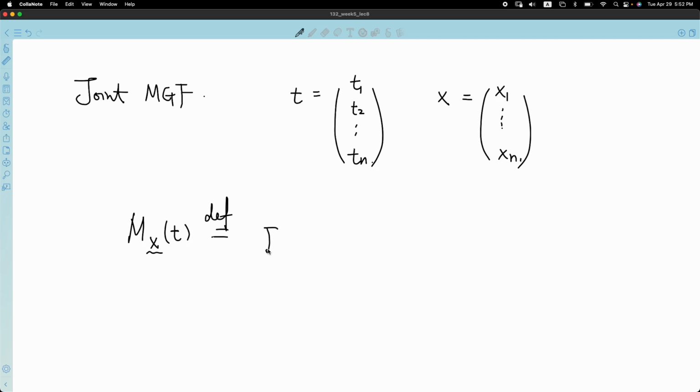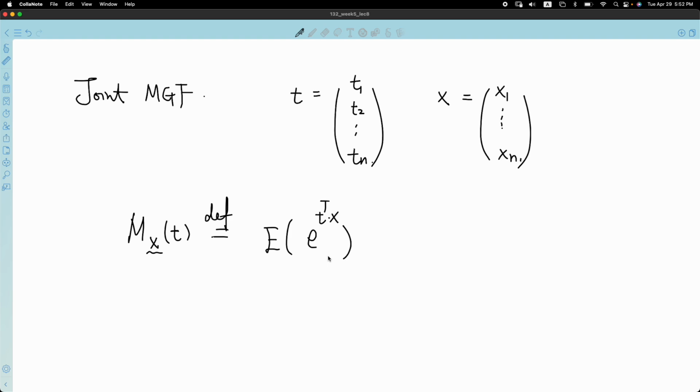And this is the expectation of e, the exponential term, exponentiated, and then you have the vector t transpose x. When you have the scalar version, you just have t multiplied by a scalar x. For the vector operations, you have the vector t transpose x. Sometimes this is called the inner product as well.